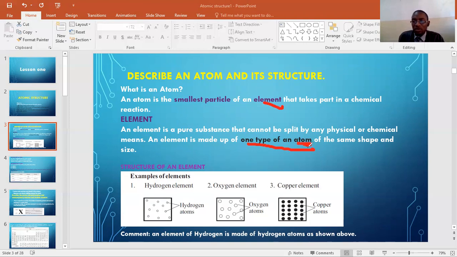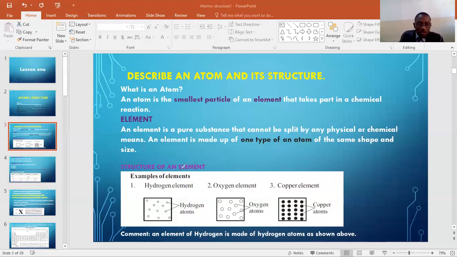We'll look at the examples down below. So it comprises of one atom, and these atoms are of the same shape and same size. But the key thing is it comprises of one type of atom. There's only one type of atom that is found inside of an element. So it's a pure substance.